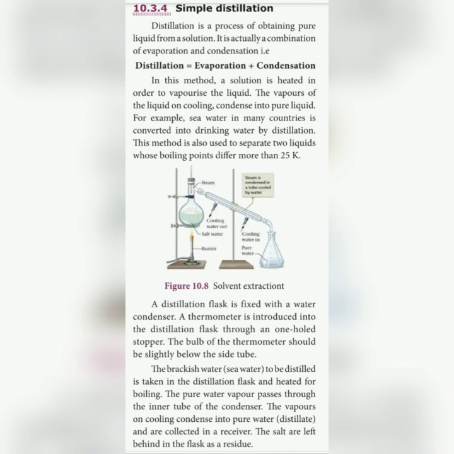A solution is heated in order to vaporize the liquid. First we have to take the solution in a round bottomed flask, and by using a Bunsen burner we have to heat the substance. Now the vapors of the liquid, on cooling, condense into pure liquid.